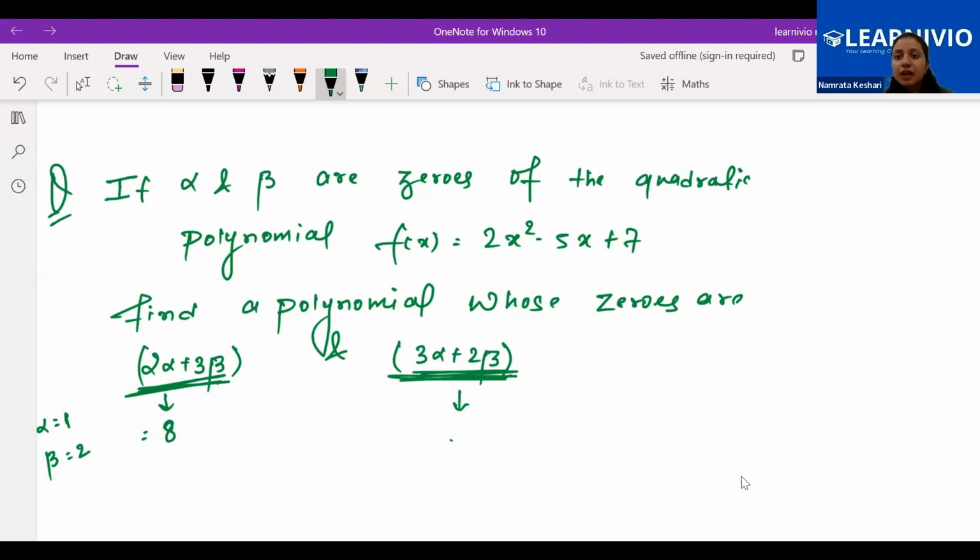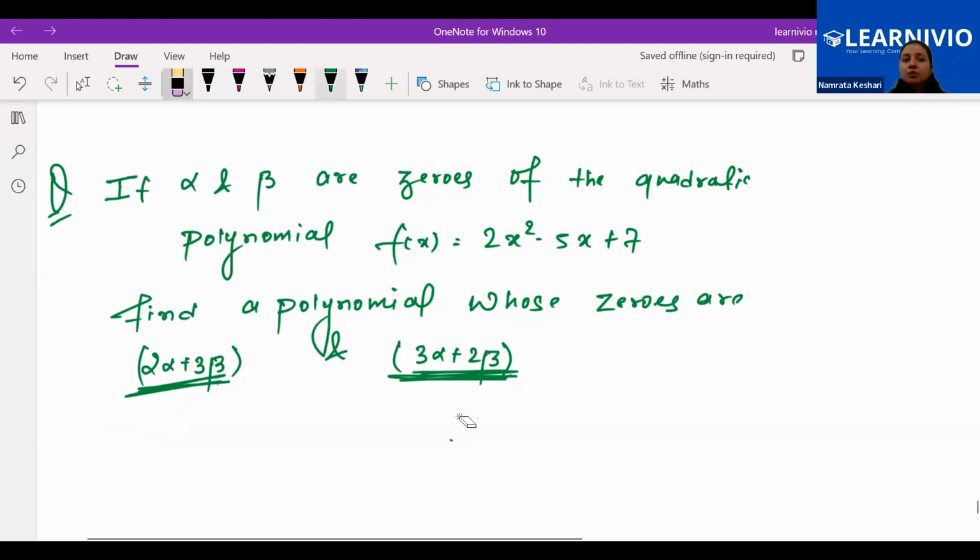We tried doing that. We tried splitting the middle term for 2x square minus 5x plus 7. Splitting the middle term was not clicking. Then we tried applying the formula also to check whether we are getting irrational roots or what. That was also not working. So this approach, which is the straightforward way, is not working over here.